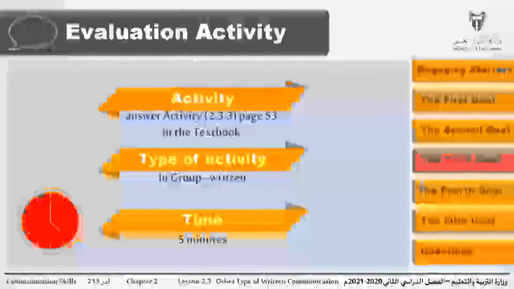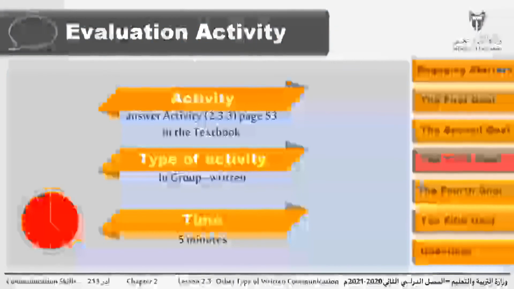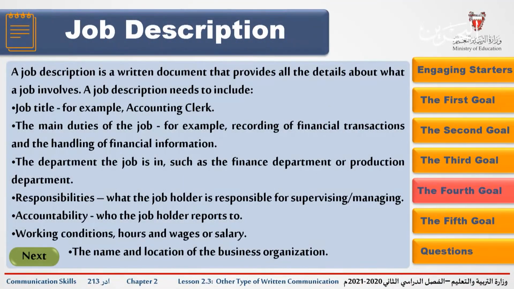A job description needs to include the following: job title, for example, accounting clerk. Then we have the main duties of the job, for example, recording of financial transactions and the handling of financial information. Then we have the department the job is in, such as the finance department or production department. We will also have the responsibilities, what the job holder is responsible for, supervising or managing.